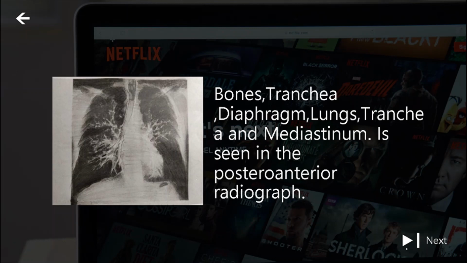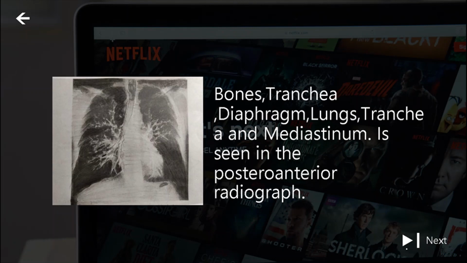And for the diaphragm, it casts dome-shaped shadows on each side. The one on the right is simply higher than the one on the left. Note the costophrenic angle where the diaphragm meets the thoracic wall. Beneath the right dome is the homogeneous tan shading of the liver, and beneath the left dome, a gas bubble may be seen in the fundus of the stomach.